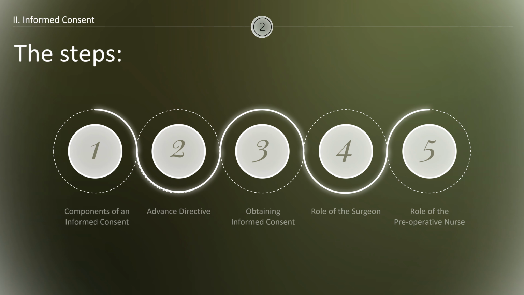Part 2 is informed consent. I divided it here into more steps, which are components of the informed consent, advance directive, obtaining informed consent, the role of the surgeon, and the role of the preoperative nurse.